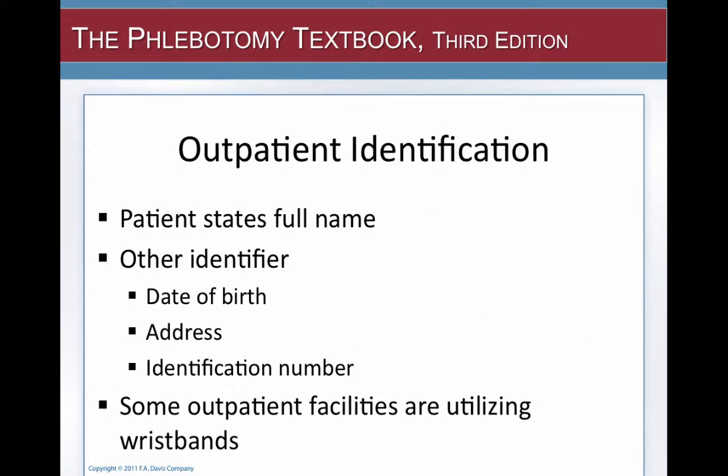For outpatient identification, the patient should be able to state their full name. They're not going to come into outpatient hopefully unconscious. And then hopefully be able to give another identifier. Most often it's their date of birth. Rarely it's their address or maybe their social security number, although most places don't use social security numbers anymore. Some outpatient facilities are utilizing a wristband, so ask them to state their name, but then also check your requisition or labels against their wristband as well.